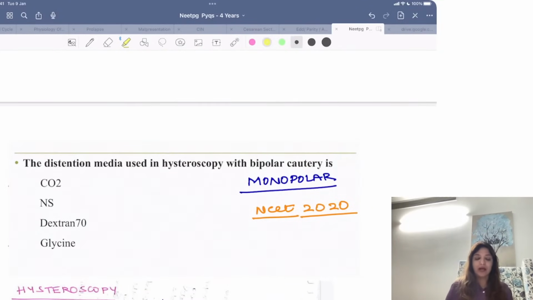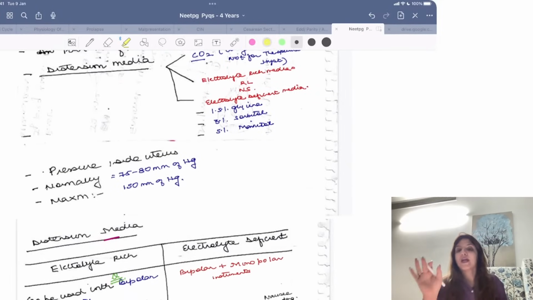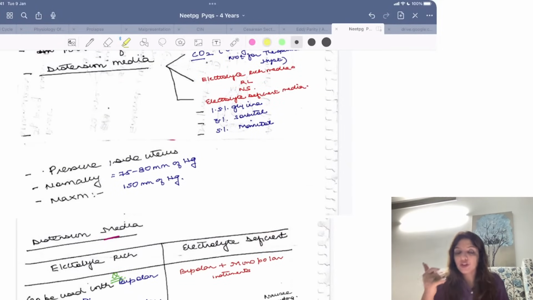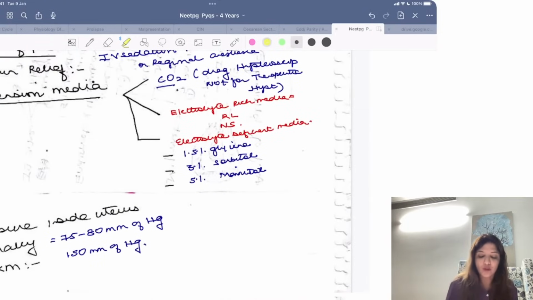The distension media which is used in hysteroscopy with bipolar cautery is. Now I want all of you to answer first with bipolar cautery, and then with monopolar cautery also I will ask this question. Now quickly understand one thing. Whenever you do hysteroscopy, you can use electrolyte rich media or you can use electrolyte deficient media. Electrolyte rich media is ringer lactate and normal saline. Electrolyte deficient media which you can use is glycine, sorbitol or mannitol.